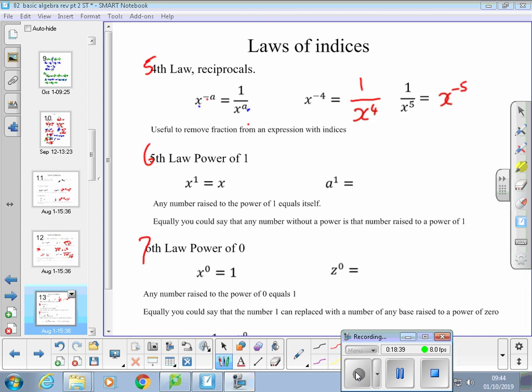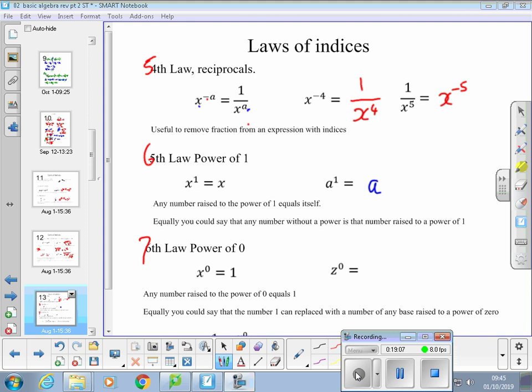Alright? And then what we've got is this power of 1 thing, where x to the power of 1 is equal to x. What we're saying is any number to the power of 1 is equal to itself. So a to the 1 equals a. It's useful to be able to remember that we can write it as a to the 1. That's the point I'm making here.